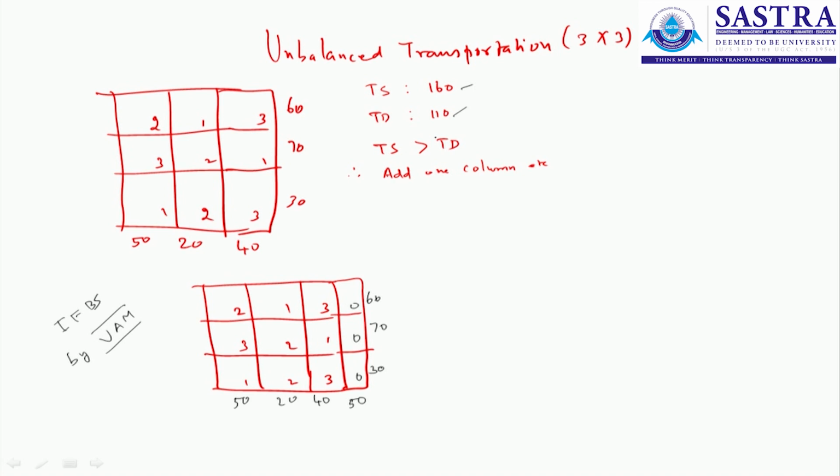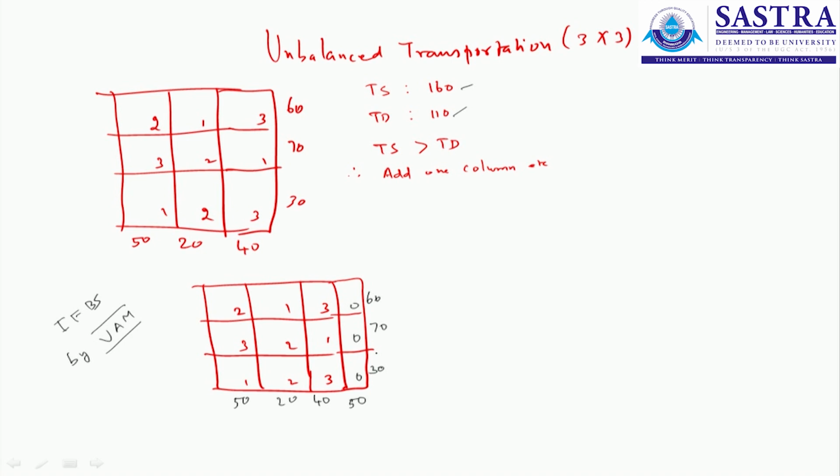Since the total supply is greater than total demand, we introduce one more column with 0 cost. The other costs are the same, 2 1 3, 3 2 1 and 1 2 3, as indicated in the table. Now, unlike the previous 2 by 2 transportation problem, let us solve this 3 by 3 with the initial basic feasible solution to be obtained with Vogel's approximation before moving towards the MODI method for optimizing.